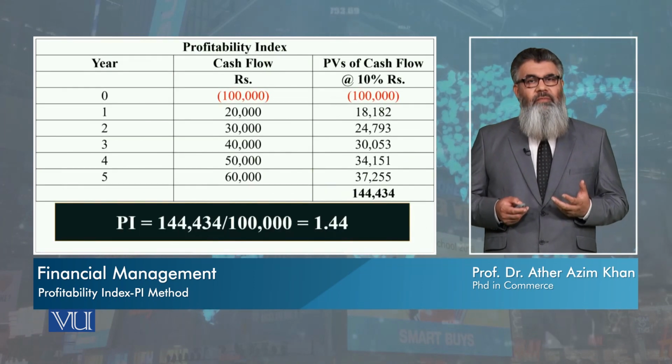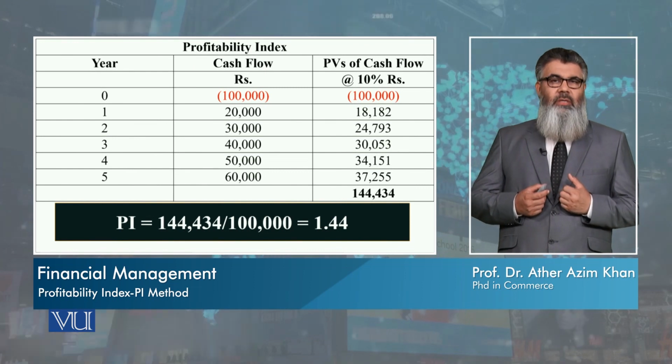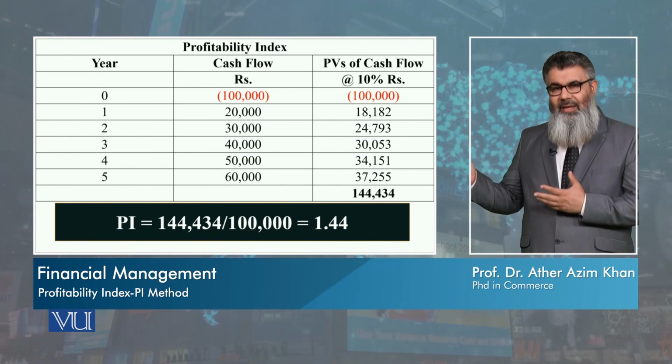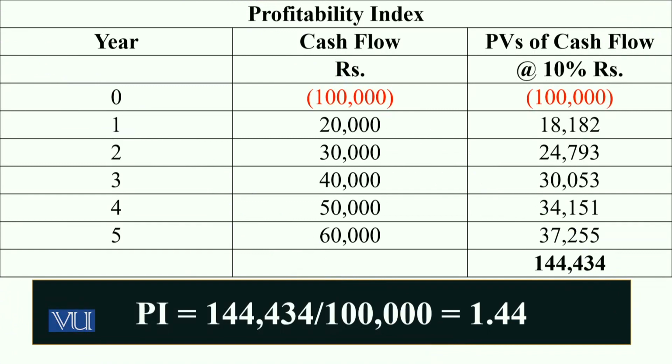Now, how do we make the calculation? If we have a look at the slide, we see that in a project that requires 100,000 rupees cash outflow, let's say, and will provide 5 cash inflows from year 1 to year 5 of 20, 30, 40, 50 and 60,000, the first step is to calculate their present values.